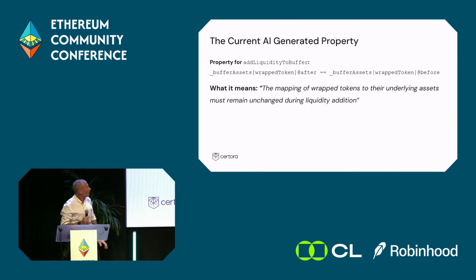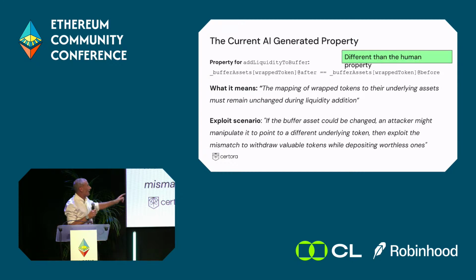So let's see what the AI inferred. The AI inferred something actually simpler: that basically the amount of assets doesn't change. And let's wait a second. It also infers an exploit. It's interesting. You see, if the buffer asset could be changed, it infers this, of course, based on the history of bugs that happened. So this thing knows about many, many bugs that happened. So the AI inferred the property, and also inferred the exploit.